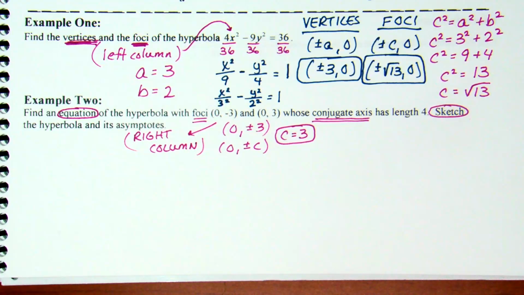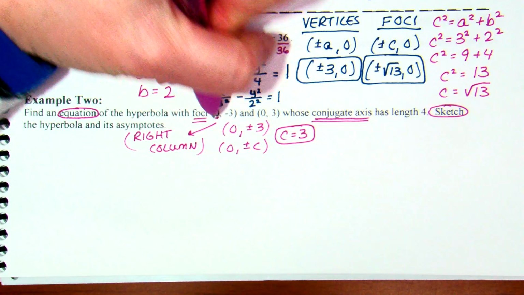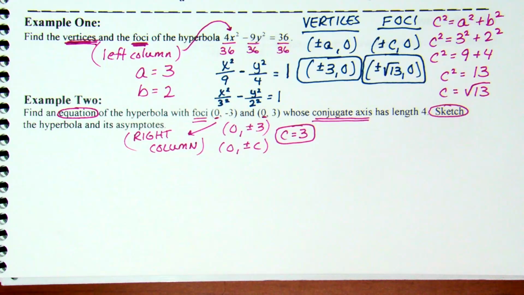Okay, right column. Look up at your foci, and my choices are plus or minus C, comma 0, or 0, plus or minus C. Because 0 came first, I knew it had to go in the right column. Are we okay at that point? Yeah, and then can't you figure out what B is too?